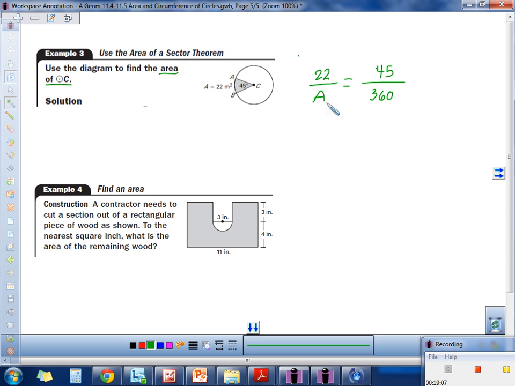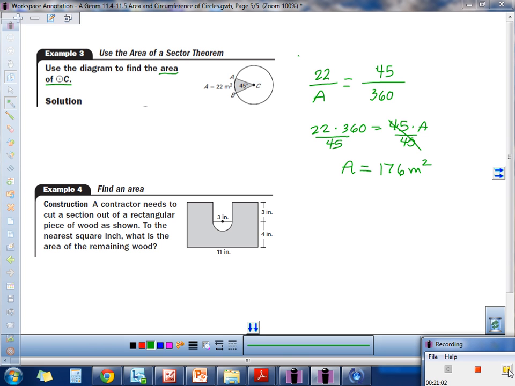So when you're cross multiplying this time, you'll do 22 times 360. And the other cross is A times 45. Divide by 45. And you'll get your area. 176 even? Awesome. So 176, and the area is in meters squared.